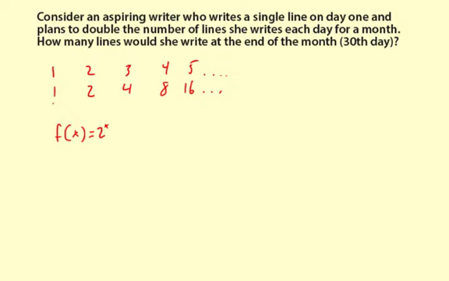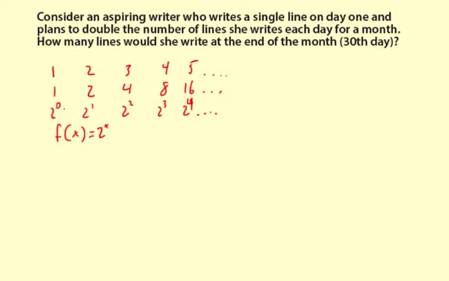Well, let's look at the exponents of 2. For day 1, she writes 1 line, so that's 2 to the 0 power, which is 1. Then the next day she writes 2 lines, or 2 to the 1 power. The next day is 2 to the 2nd power, or 4. The next day is 2 to the 3rd power, and then 2 to the 4th power, and so on and so forth.